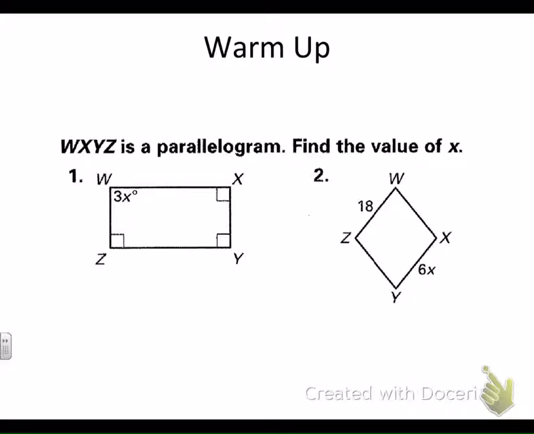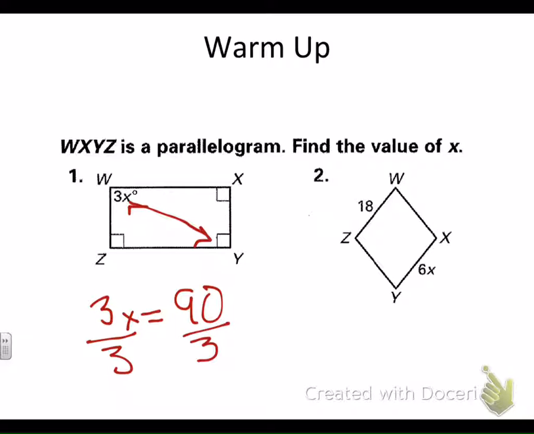Alright, let's start with a warm-up. So we know that since WXYZ is a parallelogram, opposite angles are congruent. Okay? So 3x is equal to 90. I'm going to divide by 3 on both sides. So x is equal to 30.